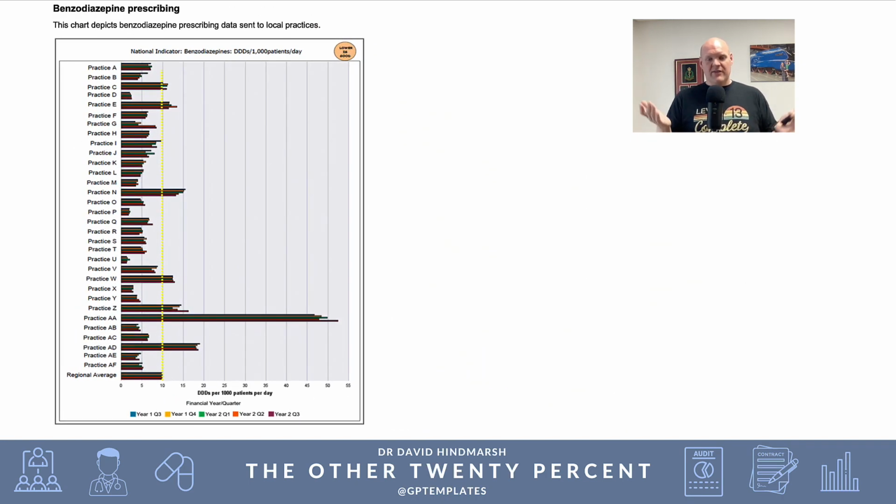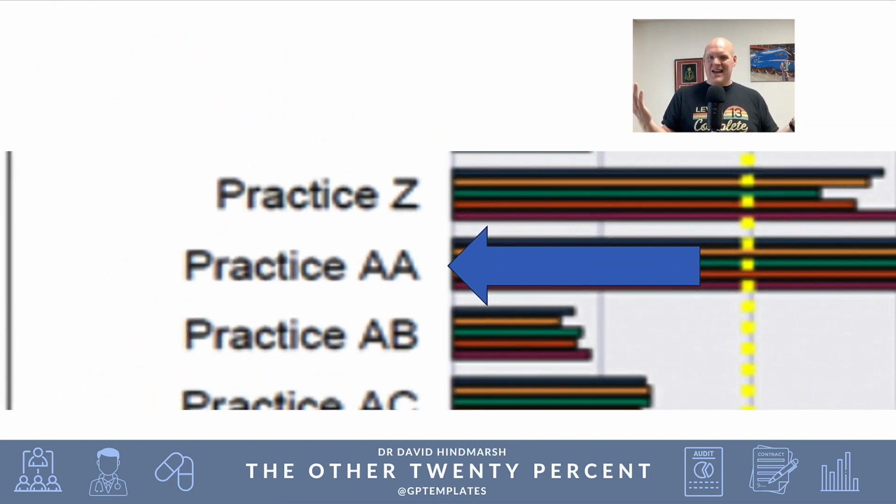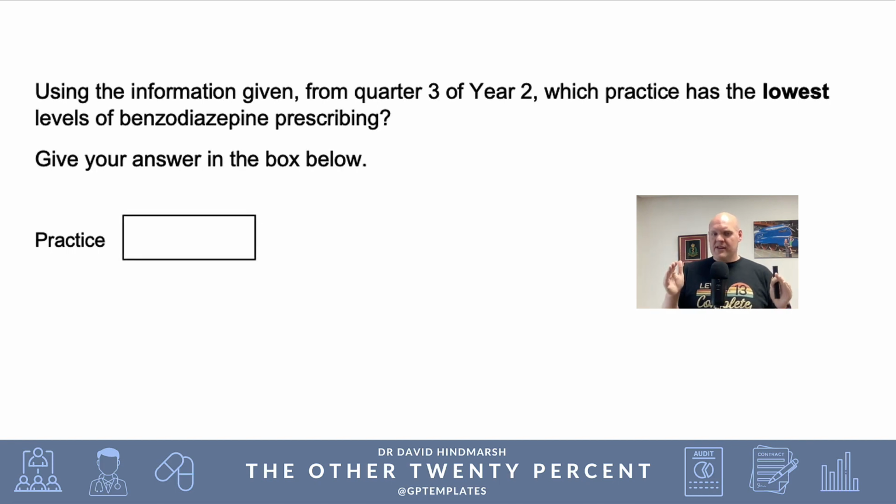Okay, let's go back to this. So now we're just having a look at it. It's the big obvious one. So let's focus in on that one. And it's practice AA. Happy days. So next one, using the information below, quarter 3 of year 2, what practice has the lowest levels of benzodiazepine prescribing?